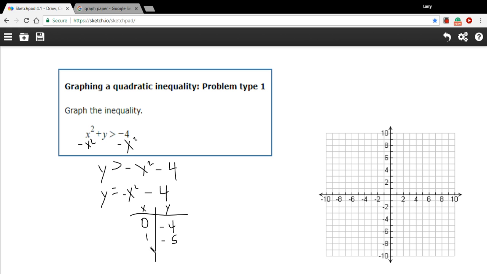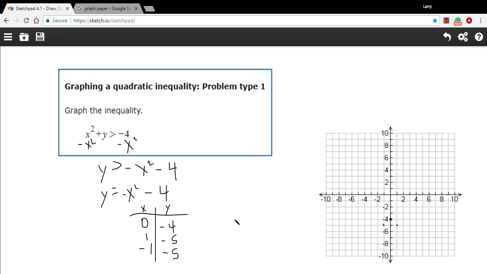And with a parabola, if you put in the negative x coordinate, you're going to get the same result for y, because that x gets squared first, turning it positive. So that's a negative 5. Let's just graph those points so far. So 0, negative 4, that's right here. And then we have 1, negative 5, and negative 1, negative 5.